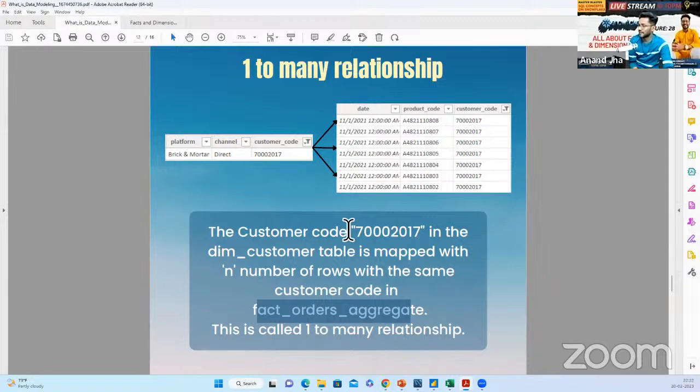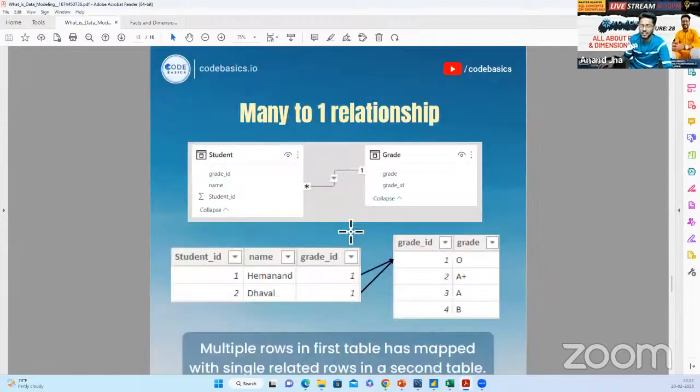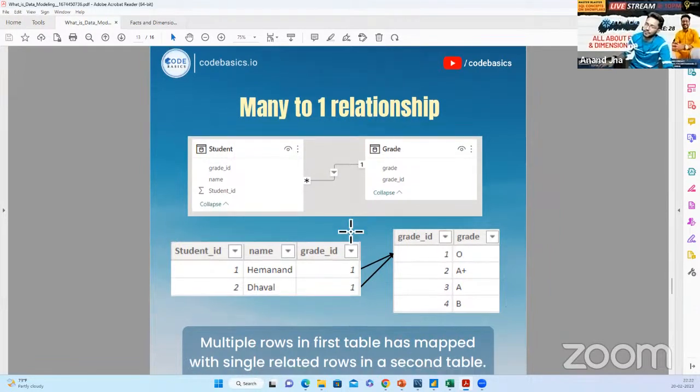One-to-many relationship. What kind of join? Left join. Yes, it is a kind of left join, which we can talk about. Next, many-to-one relationship. Multiple rows in the first table are mapped to a single related row.